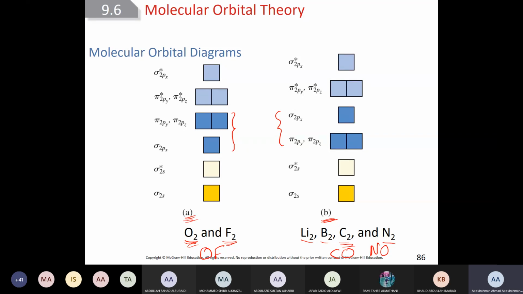Now, I want you to know the shape, and I want you to know the order. You must memorize this order, and you should be able to write it: sigma 2s, sigma 2s star, and then pi 2p, and then sigma 2p, and then pi 2p star, and then sigma 2p star. I want you to memorize this shape very well. Is this for structure A or B?